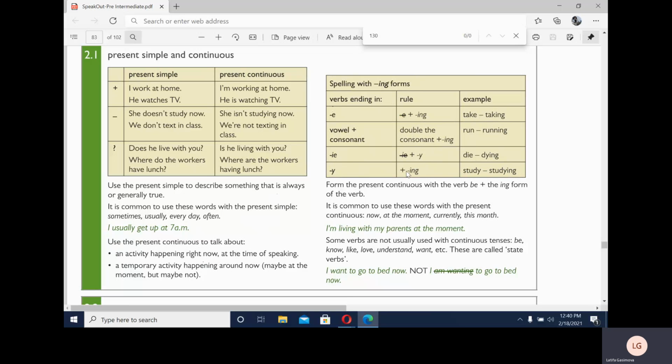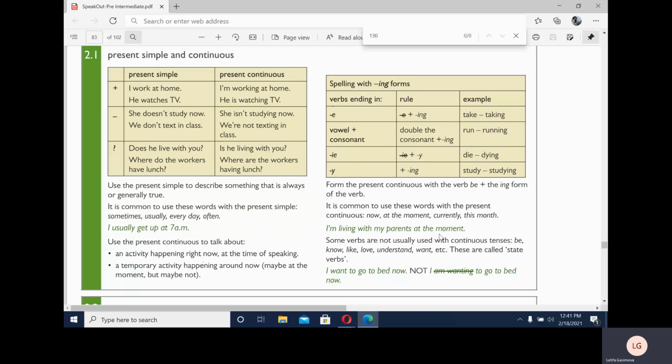We add ing, studying. And so, as you can see, we form the present continuous with the verb be plus the ing form of the verb, right? We must have to be and then the verb in ing form. So we use present continuous with words like now, at the moment, currently, this month, right? So like I'm living with my parents at the moment, right? Or I'm staying at my friend's.